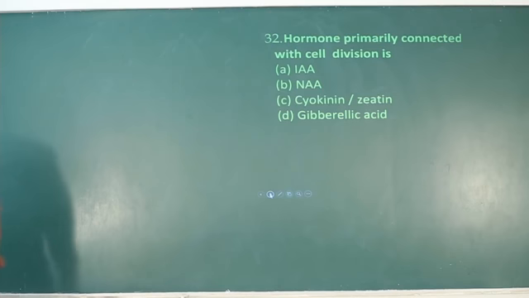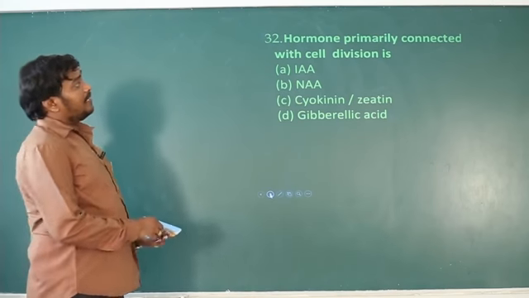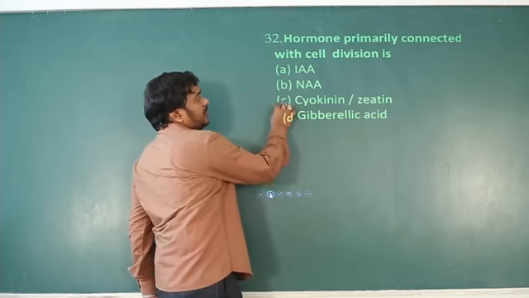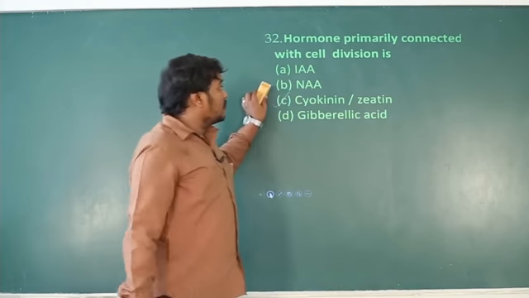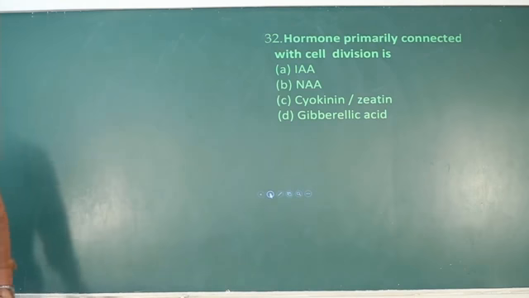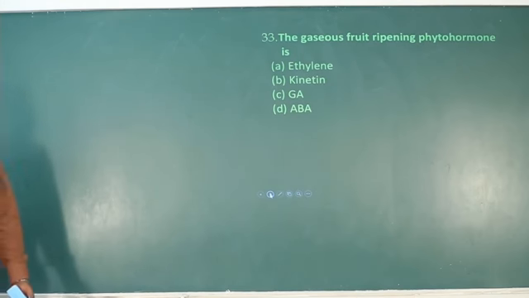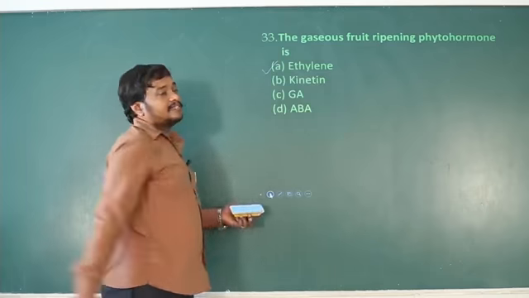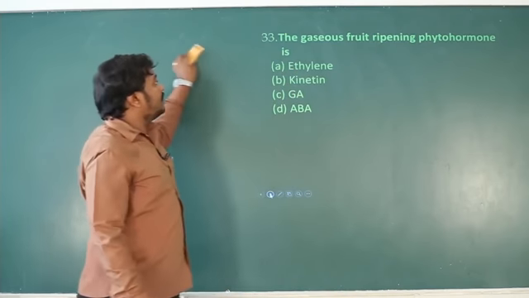Question number 32. Hormone primarily connected with cell division. Direct question. It is either cytokinin or zeatin. Zeatin is a type of cytokinin. Next, the gaseous fruit ripening phytohormone, direct question. It is ethylene. Ethylene is responsible for ripening.